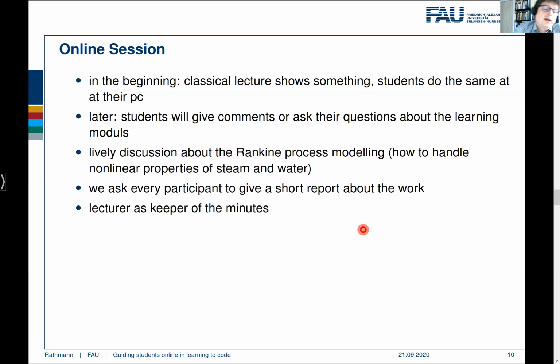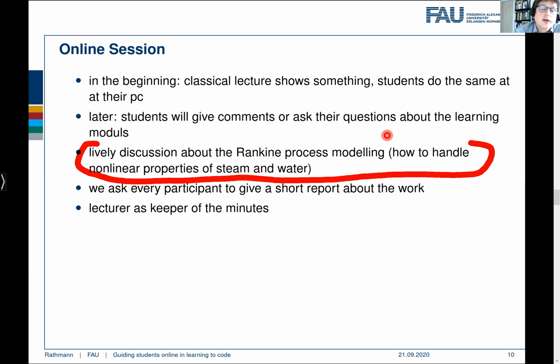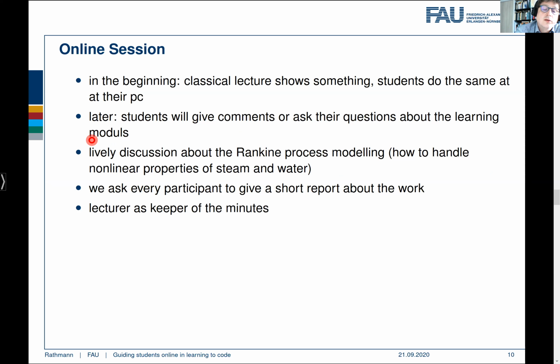So what we had this year was a very lively discussion about the modeling of the Rankine process. This was with respect to the highly nonlinear properties of steam and water. If you skip the third or fourth digit after the dot of the decimal number, then you will get completely different results. And this was a very interesting discussion this year, much more lively than in the past.